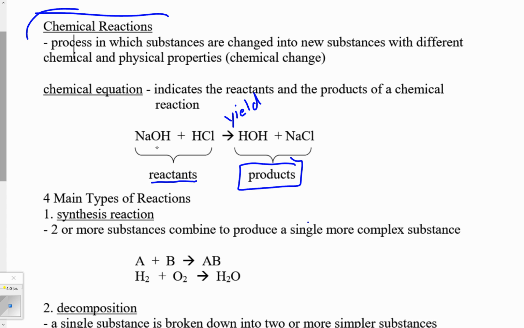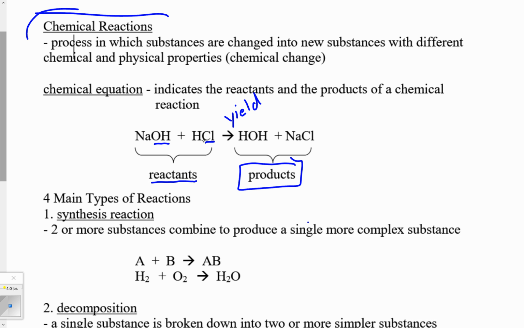So even in this simple little reaction, something should be obvious to you. All that happened is the hydroxide polyatomic and the chlorine traded places. So on the other side, the chlorine is now with the Na, and the hydroxide is now with the H.